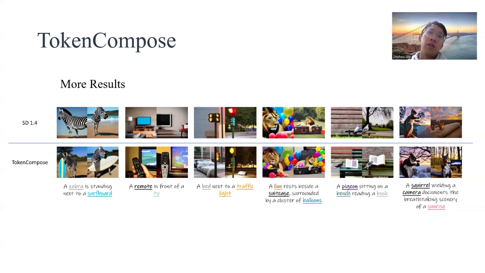Another example, we can take a look at the third row. The user wanted to generate a bed next to a traffic light. A bed is usually an indoor object, and a traffic light is usually an outdoor object. It is really rare in the real world, and it is really hard for Stable Diffusion to generate both objects correctly. This shows that by improving the correspondence between the text words and the visual objects, we can enhance the compositional generation ability of the Stable Diffusion models. That's all for my presentation of my work TokenCompose. Thank you for listening.